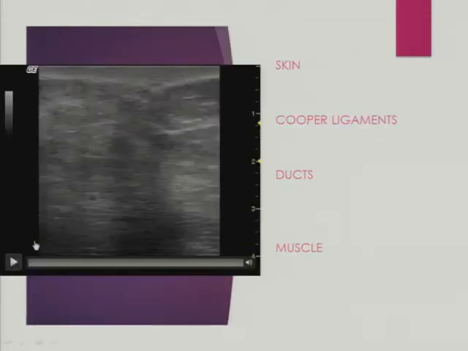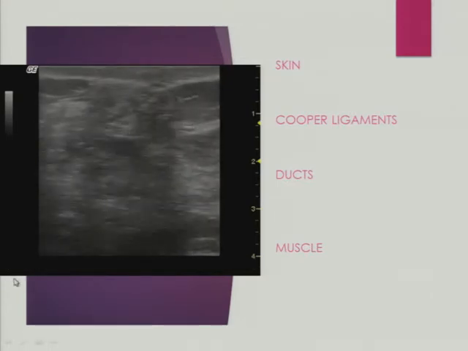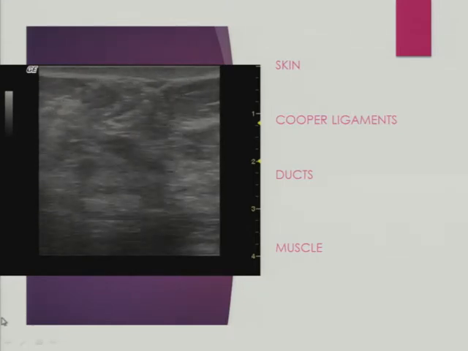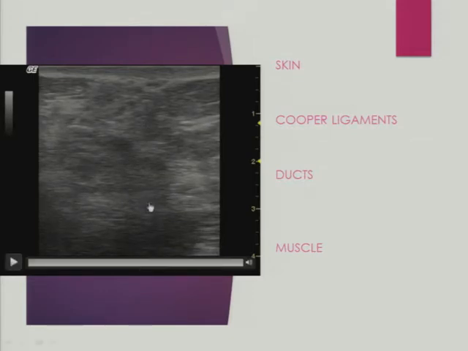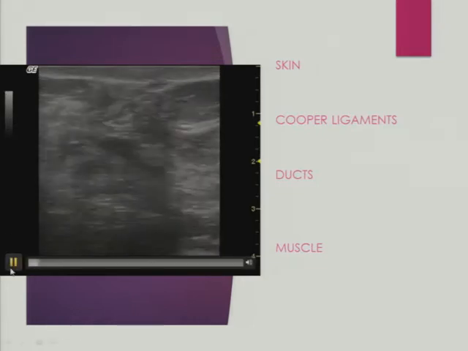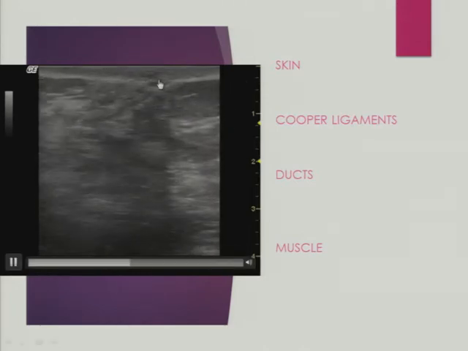And this again is the skin. There are some anatomical structures like the ducts or the Cooper ligaments that can create some acoustic shadowing underneath. So in order to eliminate this shadow, all we have to do is apply pressure to the breast. And you see on this short video, applying pressure, how it clears out the imaging. So we have the skin and the subcutaneous fat.